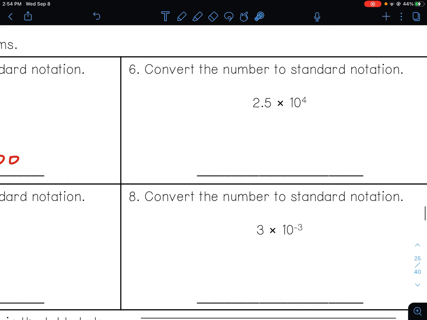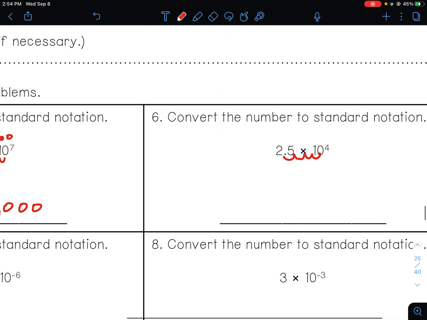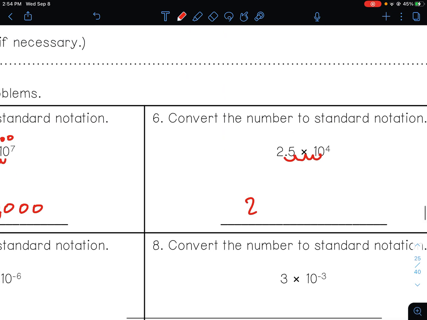Convert this number to standard notation. Again, 10 to the 4th, that's positive, so we should expect our number to get bigger. 2.5, we're going to move it 1 space, and then 2, 3, 4, so 3 more spaces, which gives us 3 extra zeros. Whoops. Let's try that again. 2, 5, and then 3 more zeros. 25,000. Ta-da! That's not too bad.